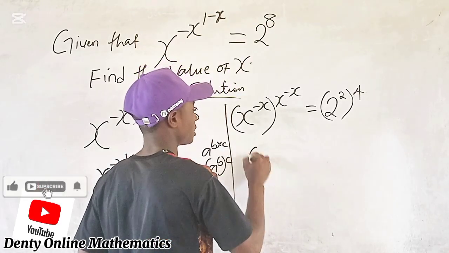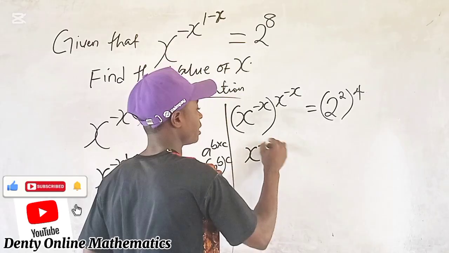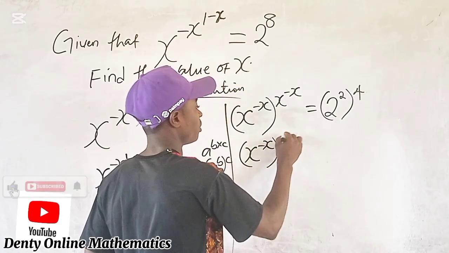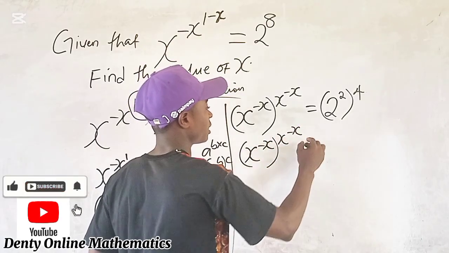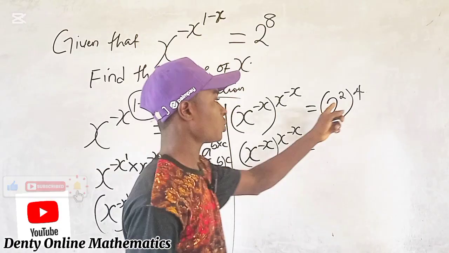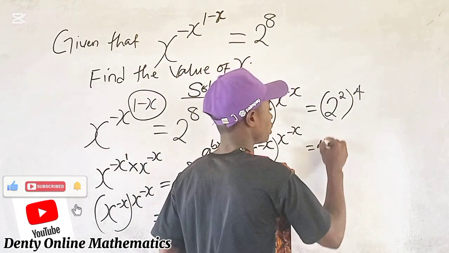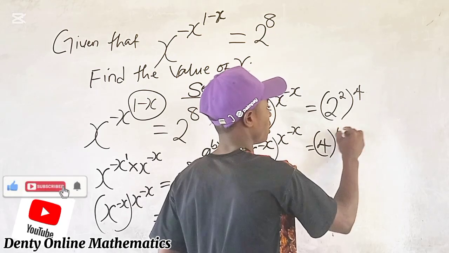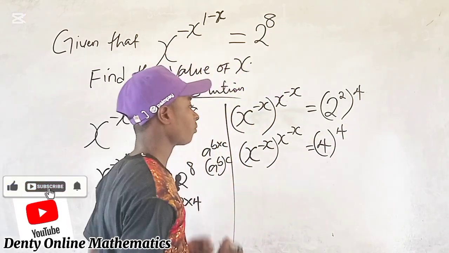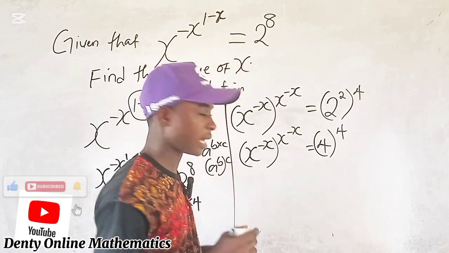So this is the same thing as x raised to the power of minus x, raised to the power of x raised to the power of minus x, to be equal to 2 raised to the power of 2, which means 2 times 2, which is what? 4. So this will give us 4 raised to the power of 4.